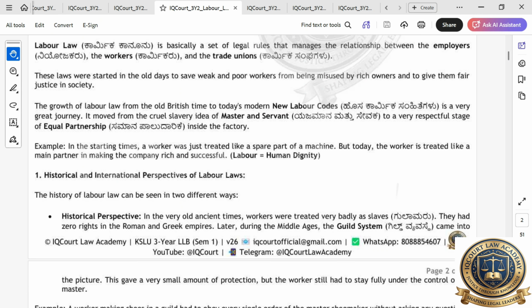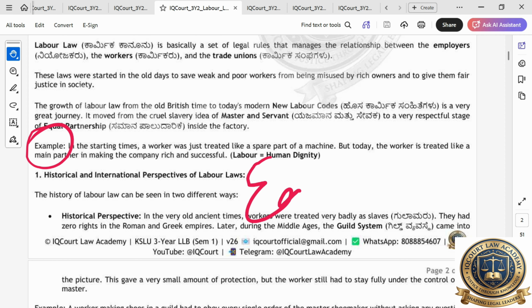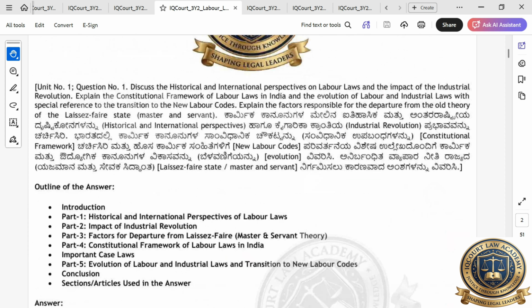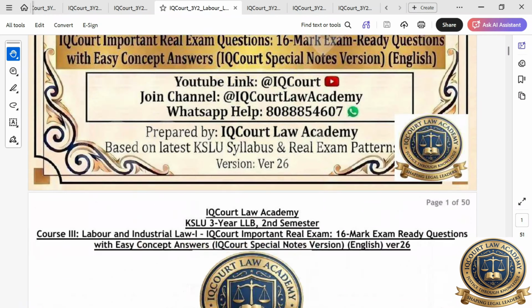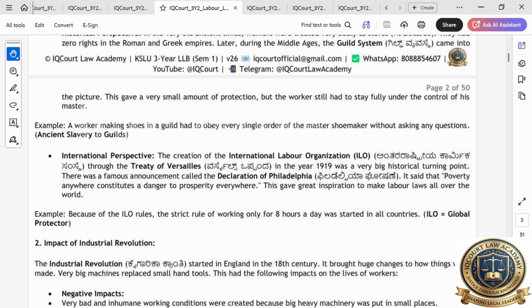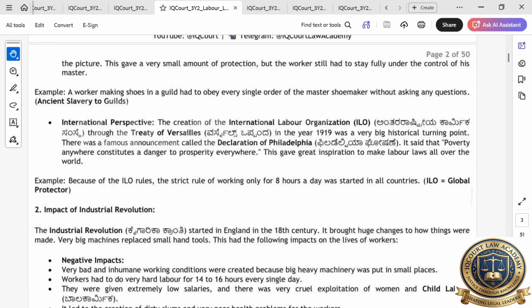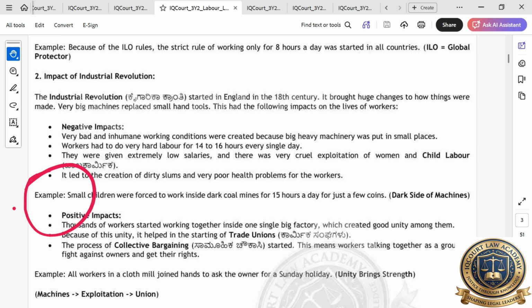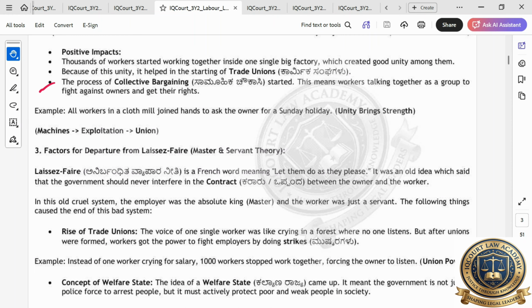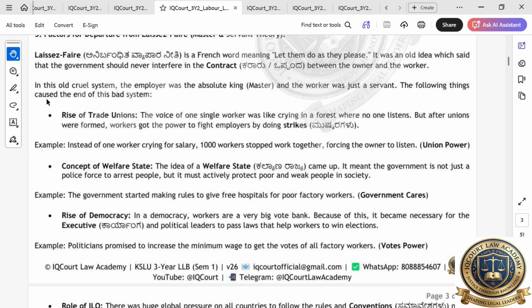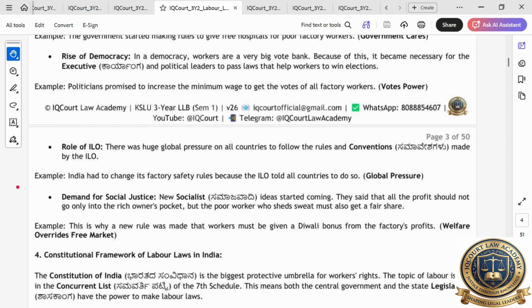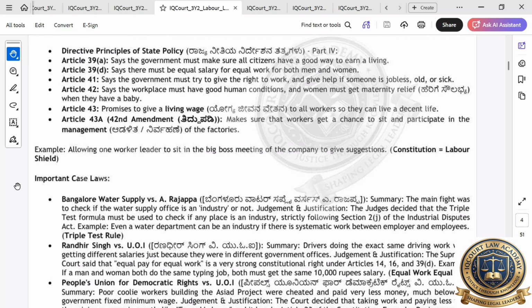This is the way we are explaining with examples. For each concept we are explaining with an example. This is what we call IQCourt special notes. In a fully simplified manner, we give examples for each and everything. A student should be able to understand each and every concept fully, completely. This is our motive, with full examples, fully simplified explanation, and we have also highlighted the materials.